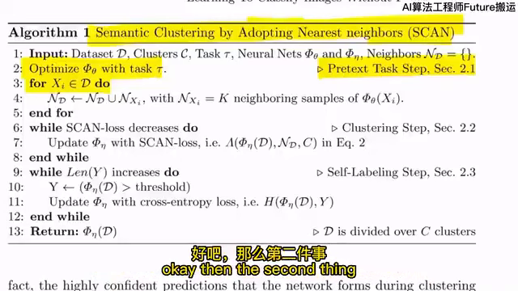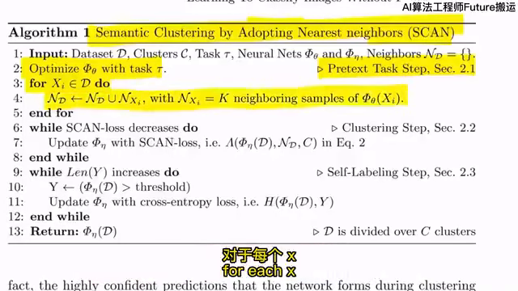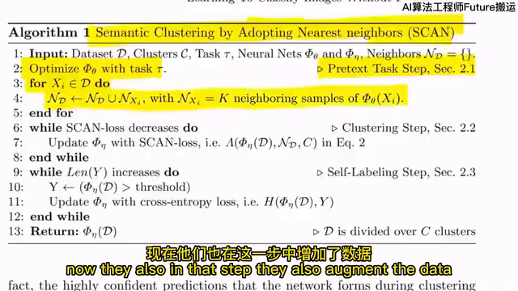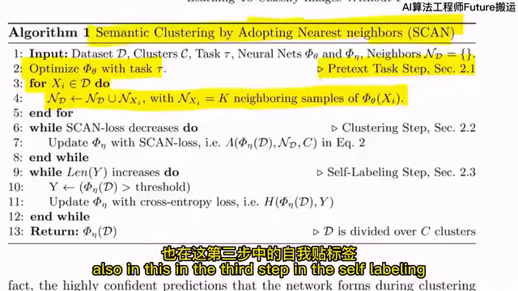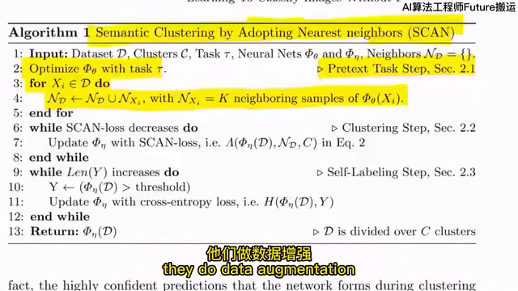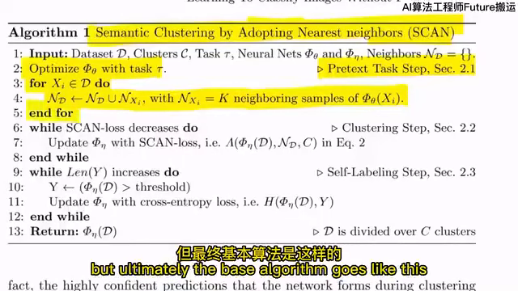Then the second thing, you're going to determine the nearest neighbor set for each X. Now, they also, in that step, augment the data. They do heavy data augmentation and so on. Also in the third step, in the self-labeling, they do data augmentation. There's a lot of tricks in here, but ultimately the base algorithm goes like this.